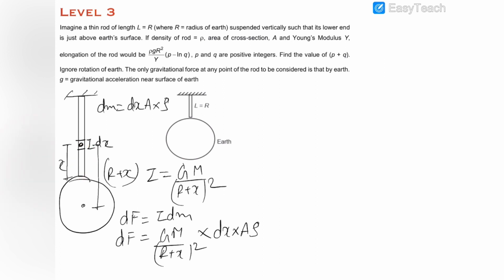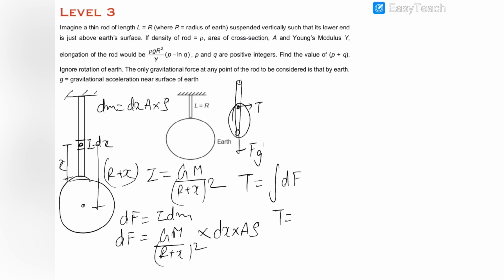What I am trying to say is that in the previous questions we have already done that the tension at this point will be balancing mg of this section. So we have to find out the total gravitational pull of the lower end of the rod. So we have to integrate this force, and therefore the tension at this point, which is at a distance of x, will be equal to the integration of dF.